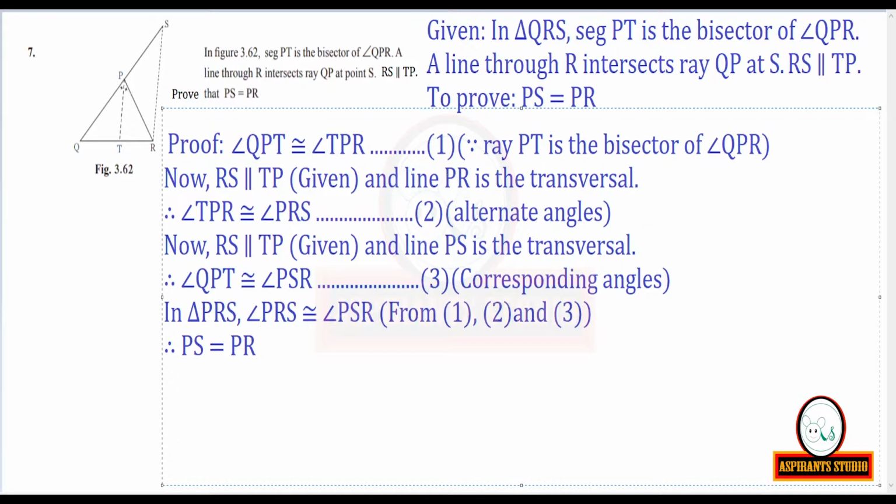Now apply the converse of the isosceles triangle theorem. You will get PS is equal to PR. If two angles of a triangle are congruent, then the sides opposite to them are congruent. Hence, we prove that PS is equal to PR.